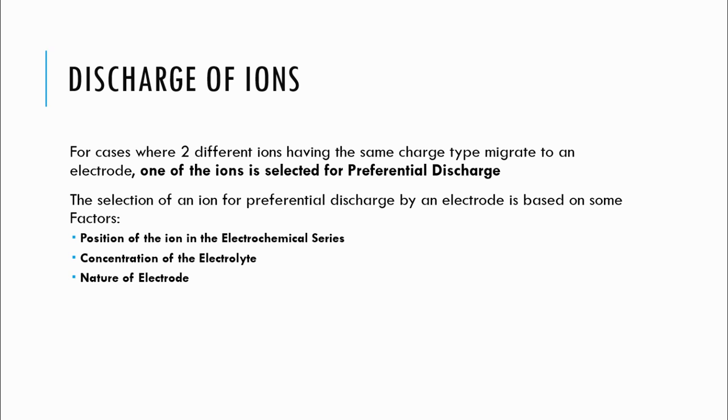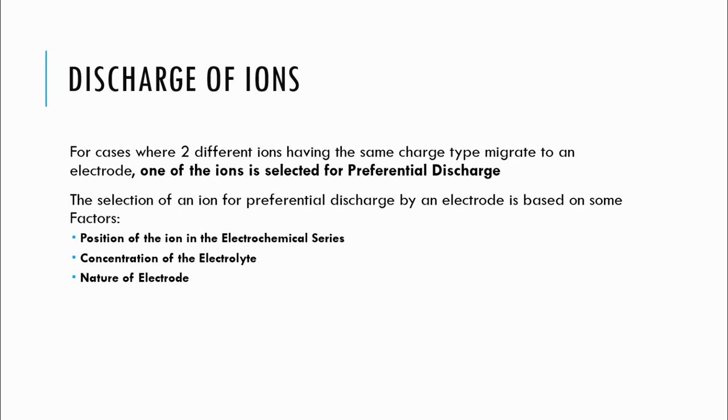So number one, the position of the ion in the electrochemical series. Electrochemical series basically is a series for metals. Or it's not just metals. So for metals, we have metals and for what? Non-metals, basically cations and anions. Let me put it that way. Cations and anions. So for cations, we have potassium.